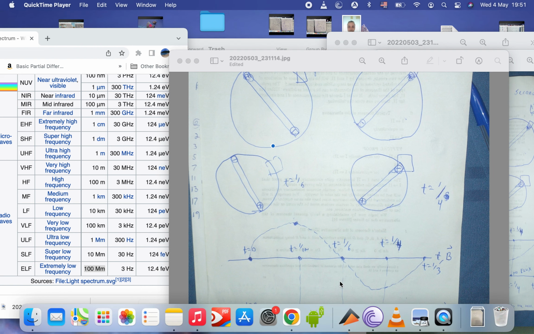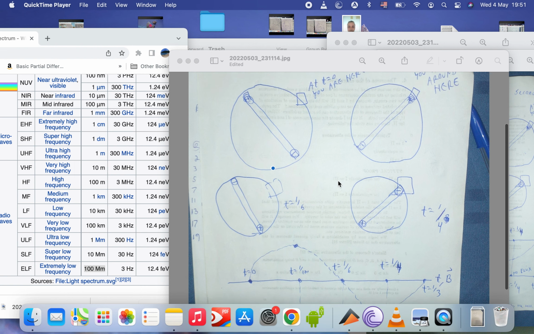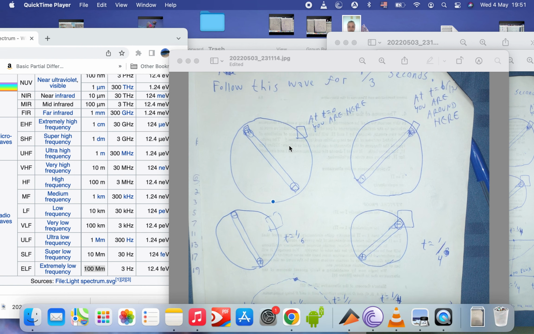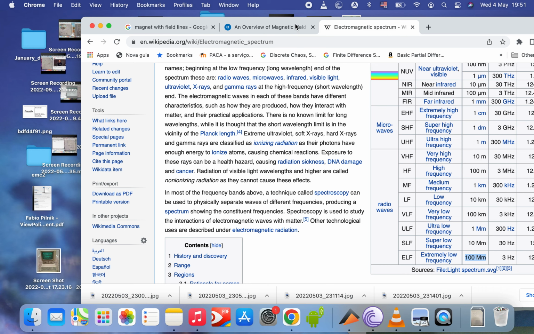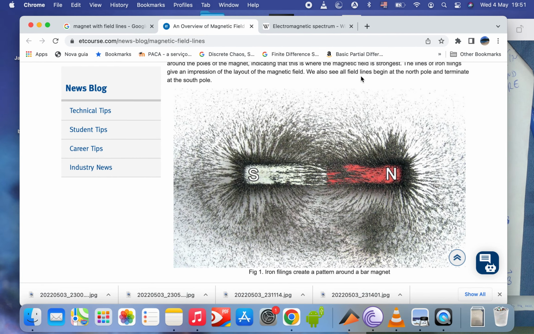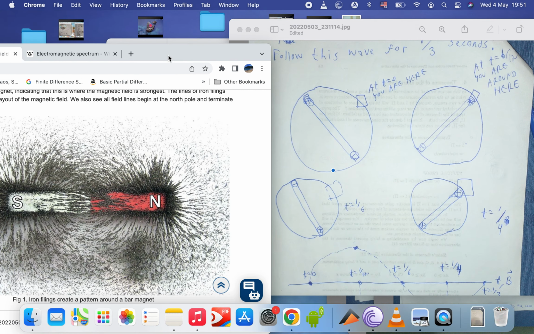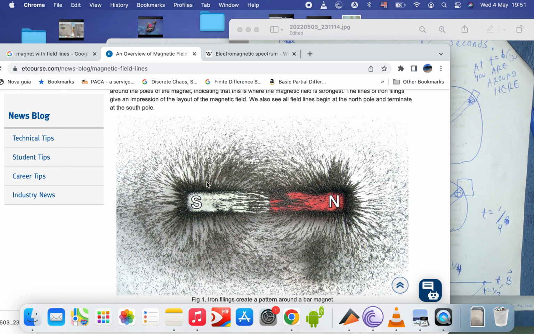Okay, let me start over again. So, let's start at this first drawing here. We don't have a lot of magnetic field, right? We know that we don't have a lot of magnetic field. Look, where's the magnet? That's going to be helpful. So we're around here. We know that we don't have a lot of magnetic field. But we also know that this is approaching us while this is moving away.